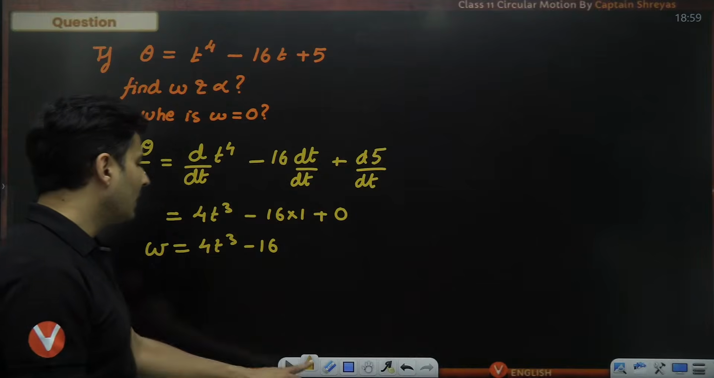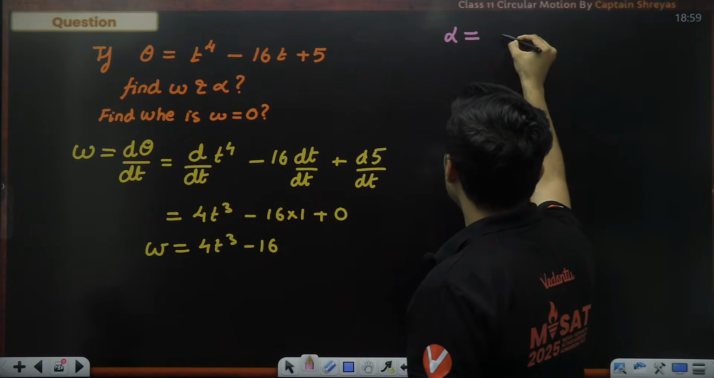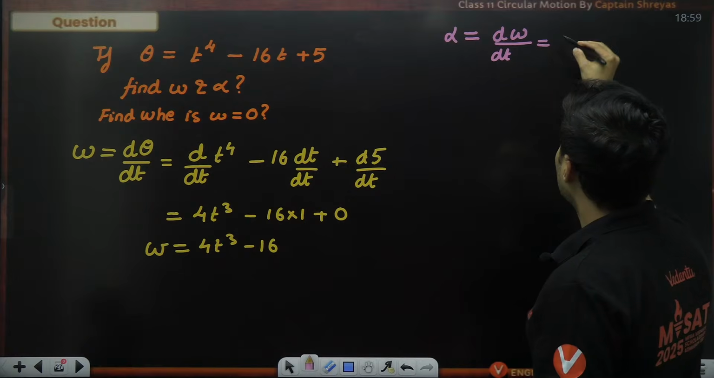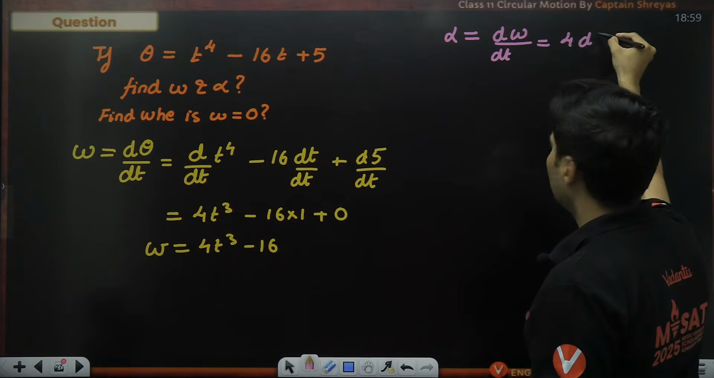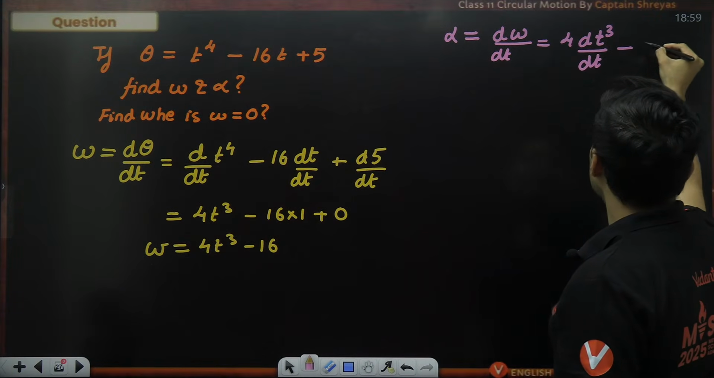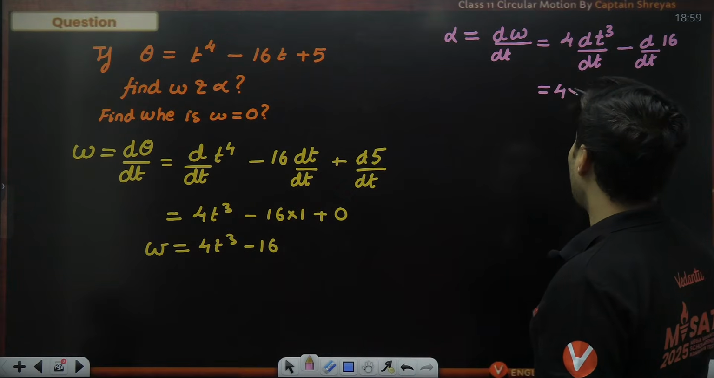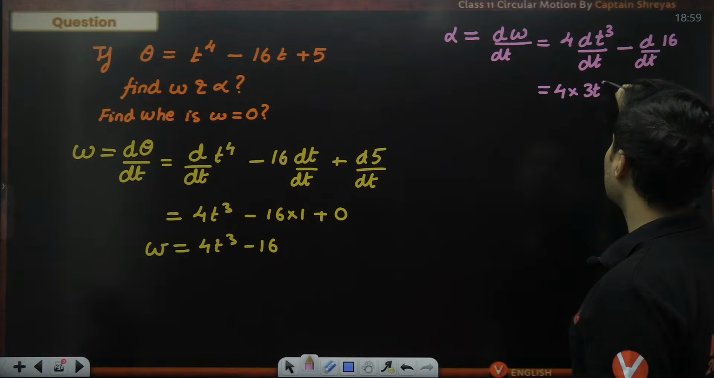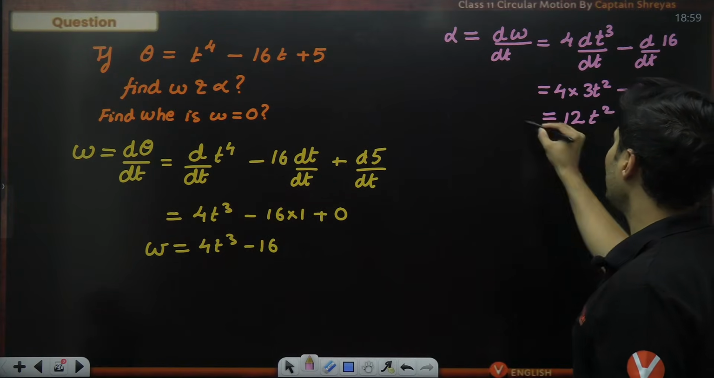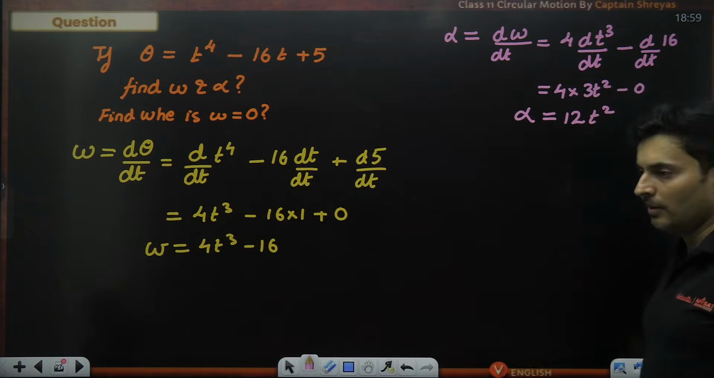Once I get omega, we can also find alpha because alpha will be d omega by dt. That means take the derivative of 4 which is outside and t cube's derivative minus derivative of that number 16. So 4 is as it is, derivative of t cube is 3t square, constant's derivative is 0, 4 3s are 12, so 12t square is alpha. So we have found omega, we have also found alpha.